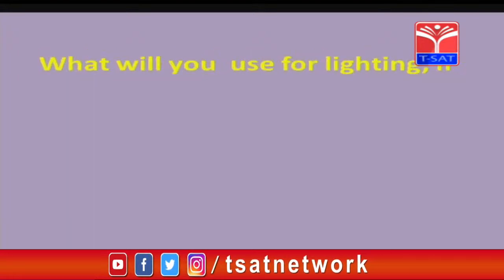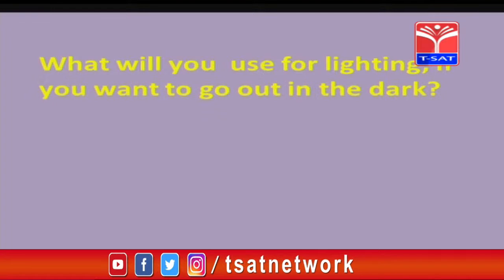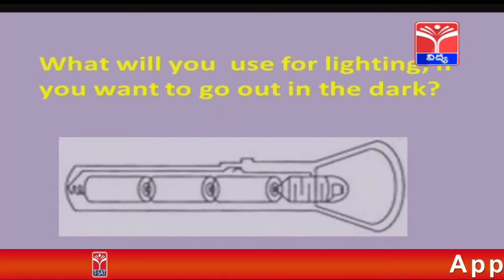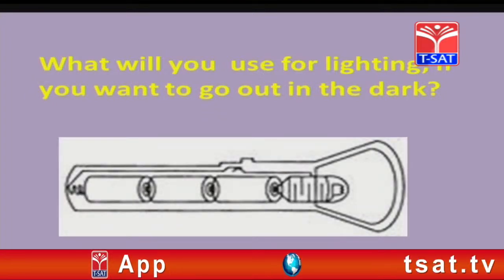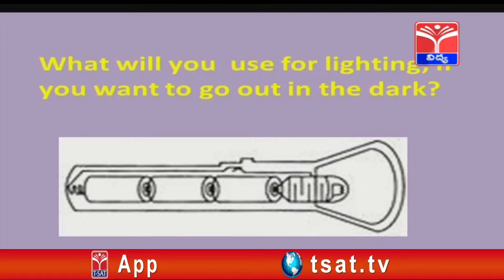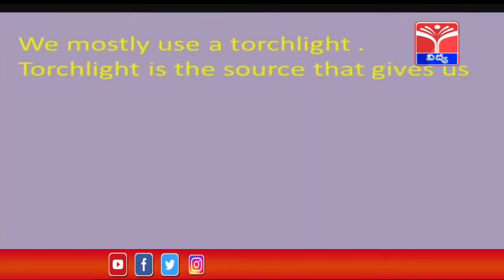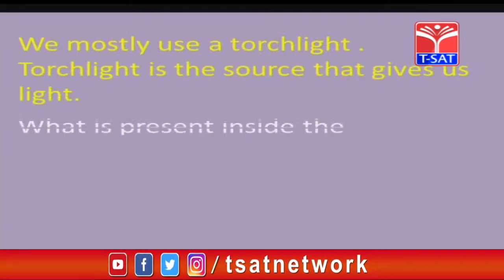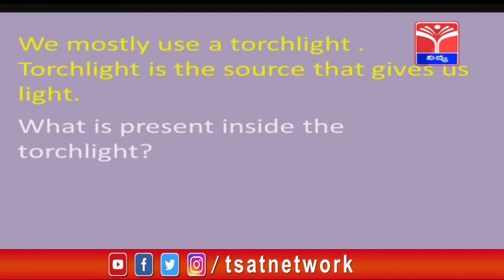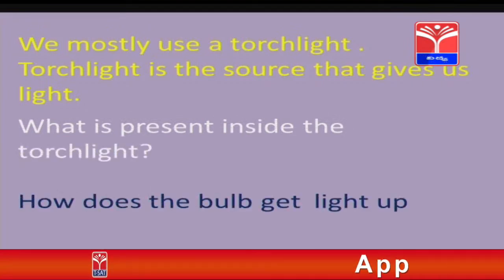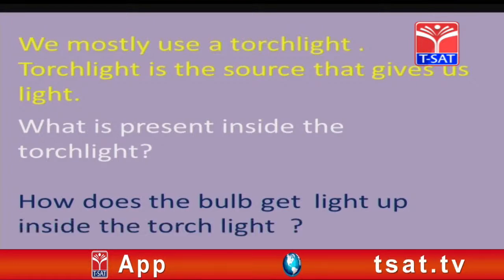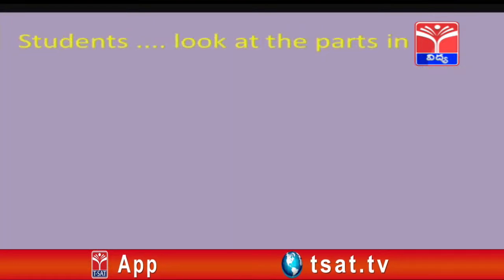What will you use for lighting if you want to go out in the dark? Yes, it is torchlight. With the help of torchlight only we are able to see objects at night time. We mostly use torchlight. Torchlight is the source that gives us light. What is present inside the torchlight? How does the bulb light up inside the torchlight?